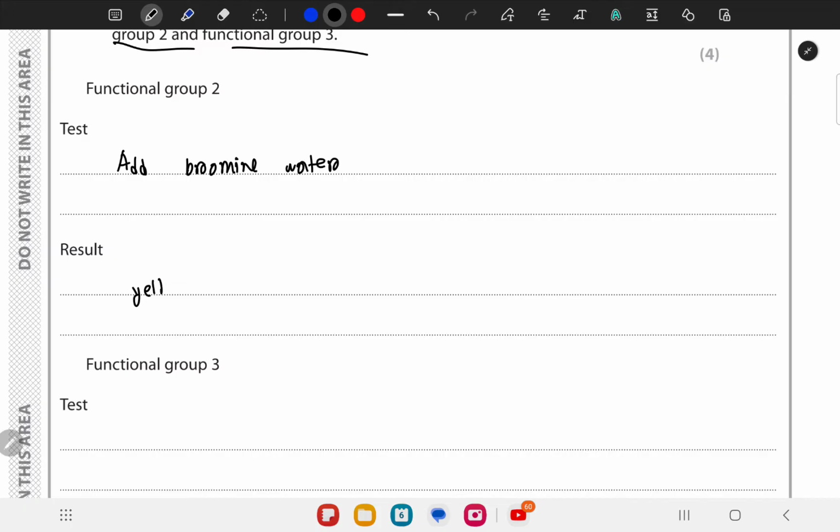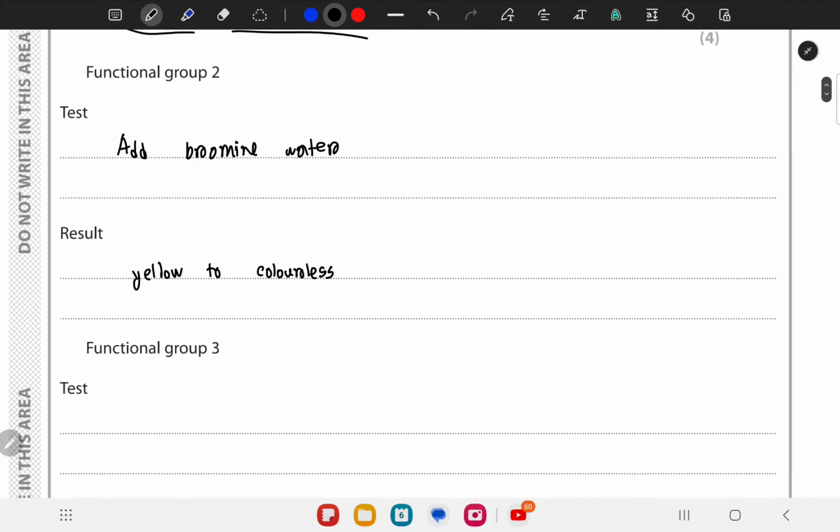The result is yellow to colorless. Just decolorizes works as well.